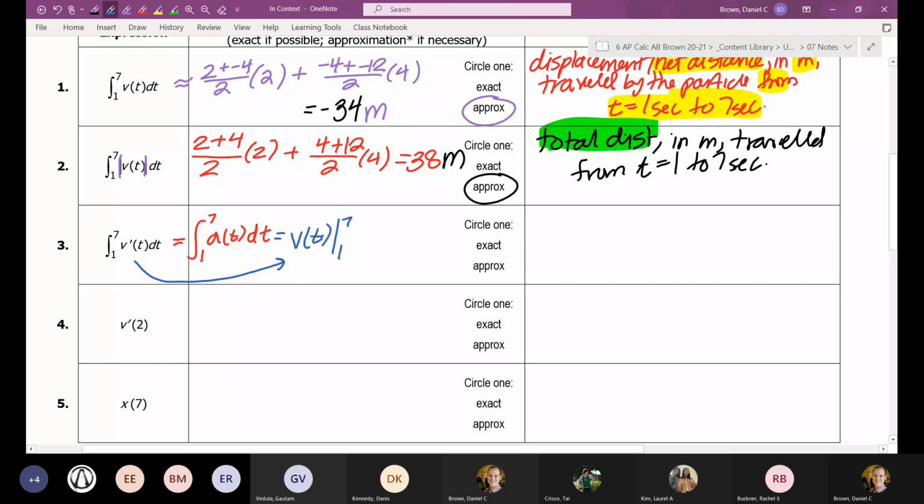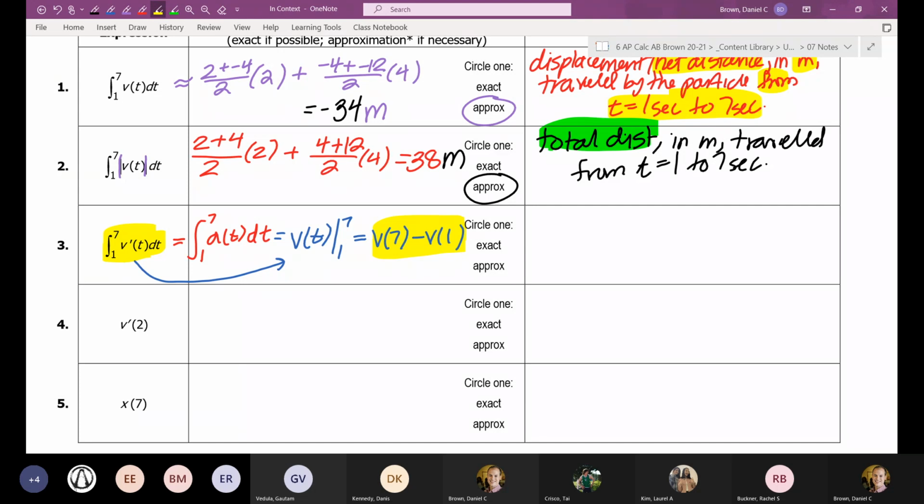You're going to plug in the top number minus the bottom number. So this integral is literally the same thing as v of 7 minus v of 1. And I think that's a big topic that's often missed because people try to make it more complicated than it is. Or maybe they see the integral and they want to do a Riemann sum so badly. But again, you don't know v prime, so I can't do a Riemann sum. But I can rewrite it using what I know about the integral and how it works.